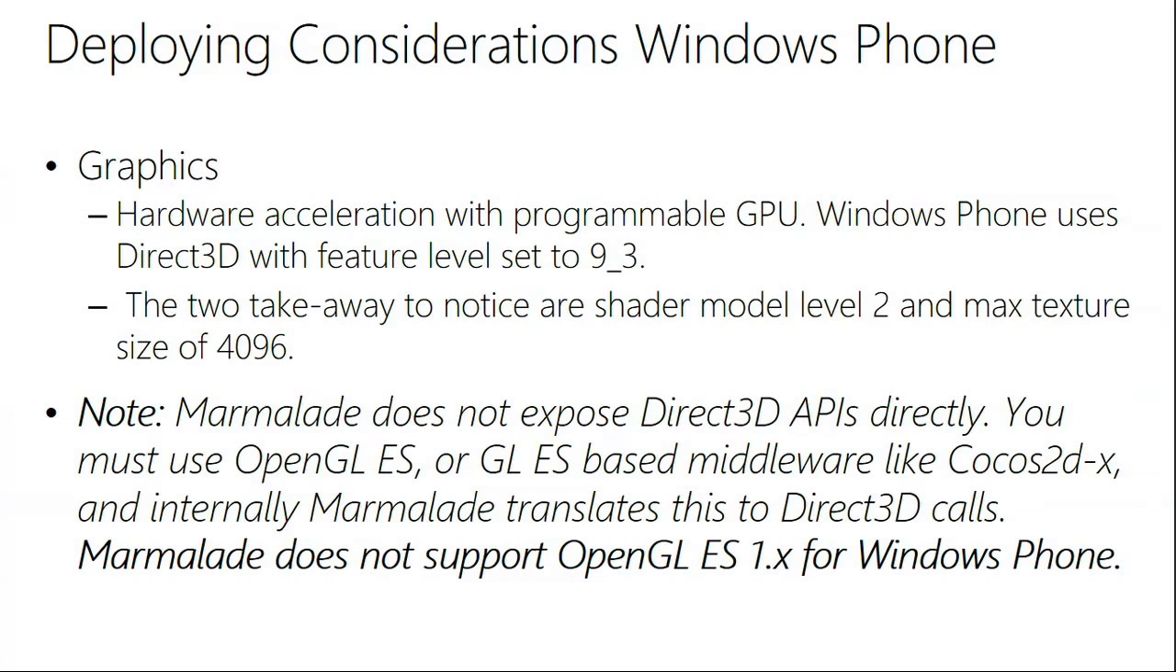Two big takeaways are the shader model, so look at shader level 2 and a max texture size of 4096. That's just ensuring that the performance is there. And if you're thinking about how Marmalade works, don't get too caught up on the OpenGLES and DirectX issues. Marmalade will deal with that. Don't be overly concerned with trying to understand what Direct 3D and OpenGLES are, etc.